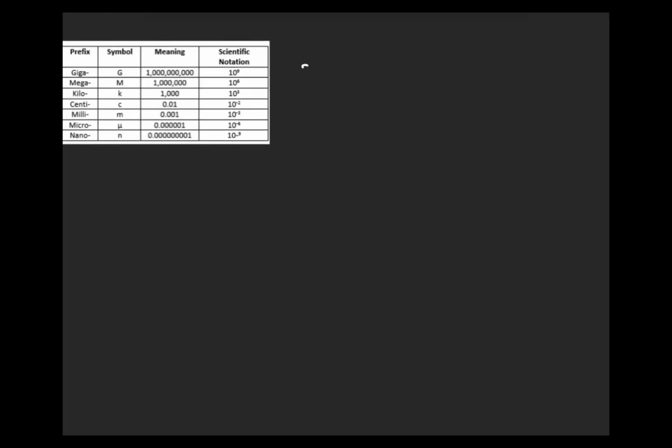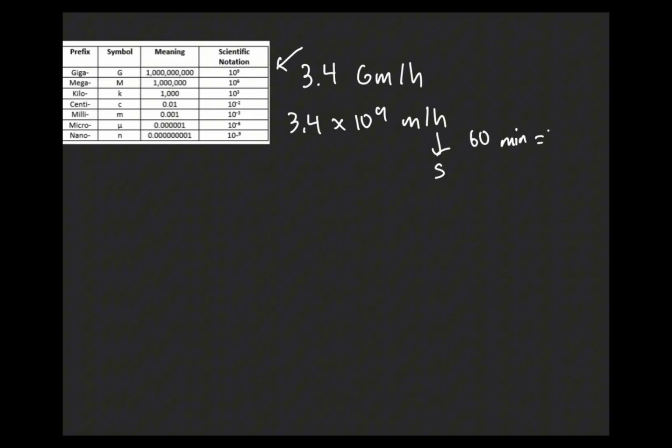We have 3.4 gigameters per hour. Okay, we know that giga is 10 to the power of 9, so we do 3.4 times 10 to the power of 9 meters per hour. Okay, I want to convert hours into seconds. Right? So we know that there's 60 minutes in an hour, and we also know that there's 60 seconds in a minute.